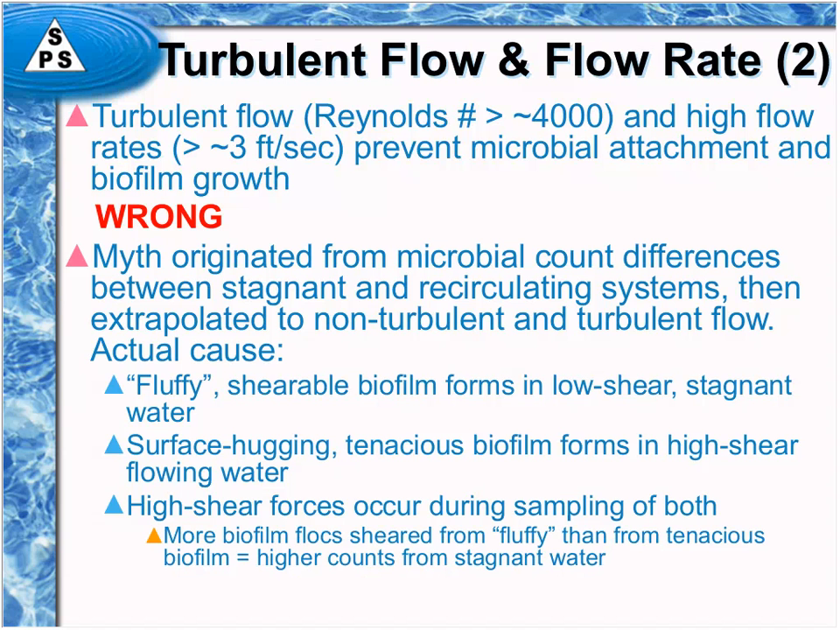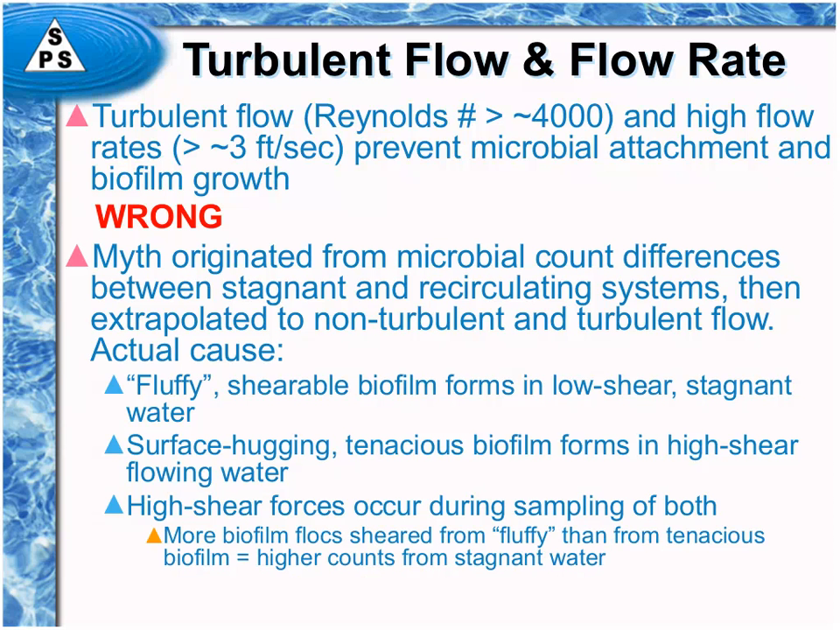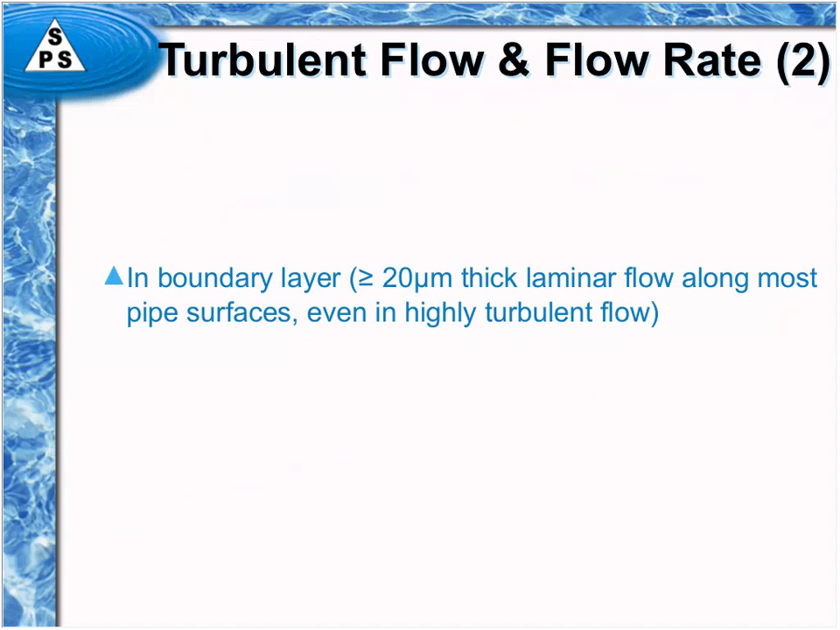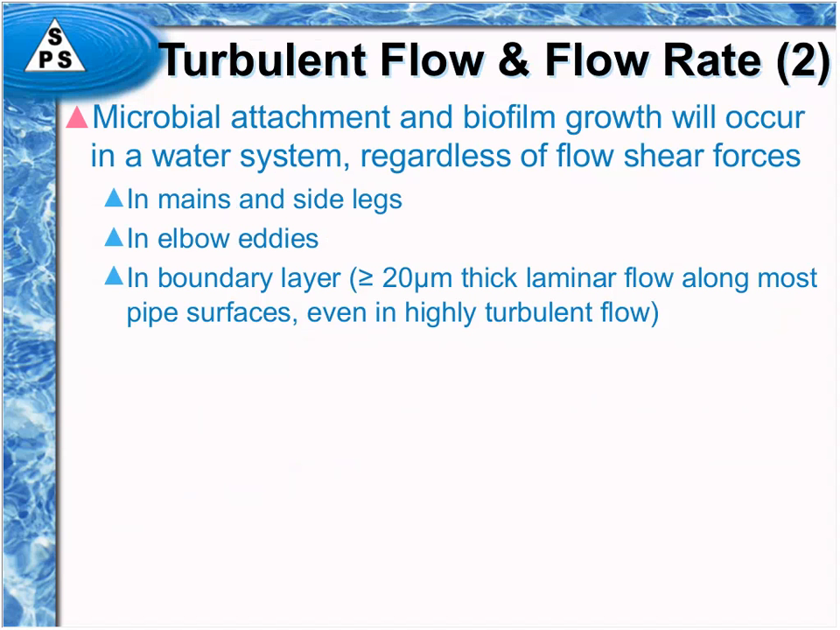So the misinterpretation then is that when you get the higher counts from the stagnant water, the misinterpretation is that the higher counts are because there's more biofilm growing in the stagnant water. But that's not true. Biofilm grows strictly at a rate that's related to the nutrient level. It has nothing to do with the flow. So the microbial attachment will occur regardless of the flow velocity. And that's because there is a boundary layer right next to the pipe. And the boundary layer is thinner or thicker depending upon how fast that water is moving.